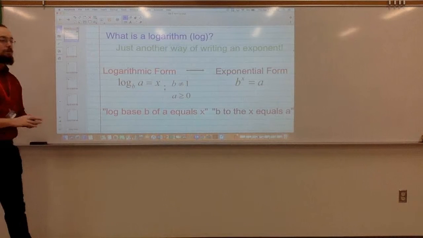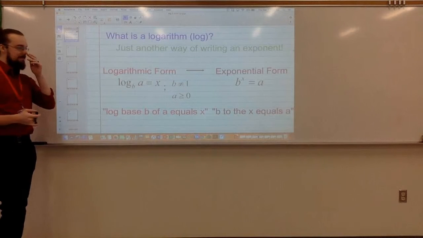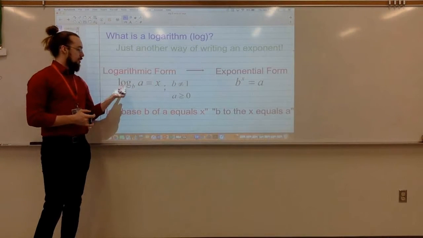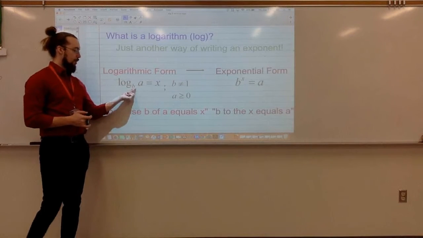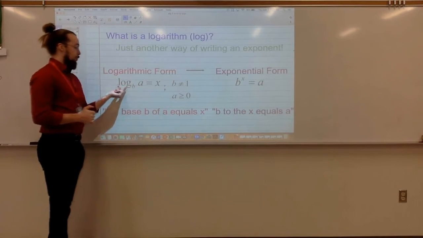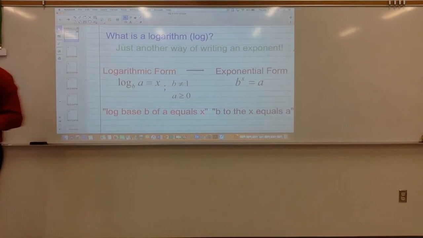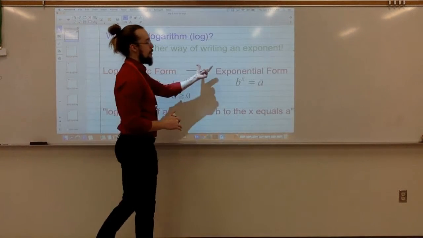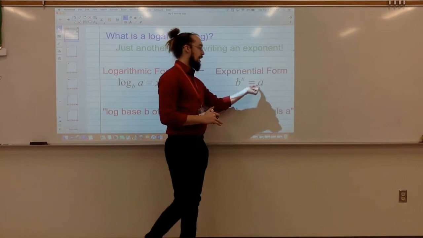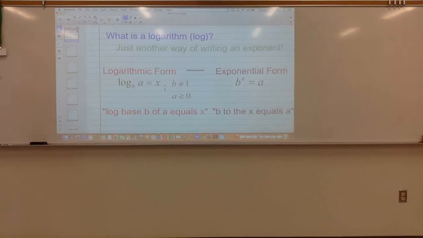The logarithmic form of an equation looks like this. You should be writing this down in your notes. If we've got log base something, this is the base of the logarithm right here. We read this as log base b of a equals x. Now, this equation is the same thing as saying b to the x power equals a. We're going to look in a second at how to rewrite these, but jot these down.